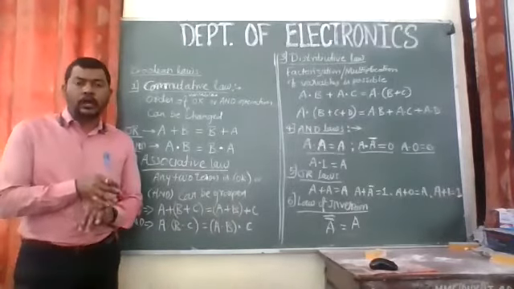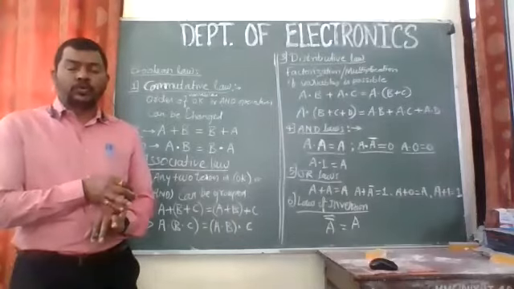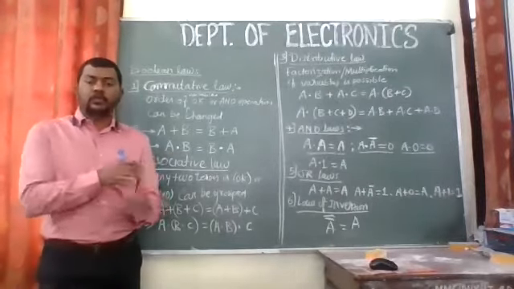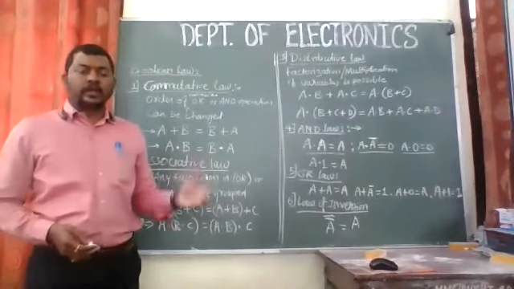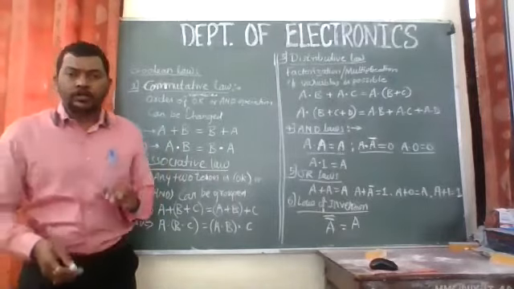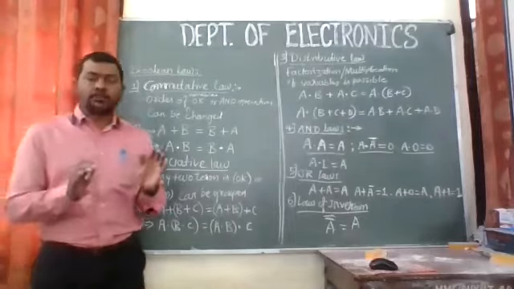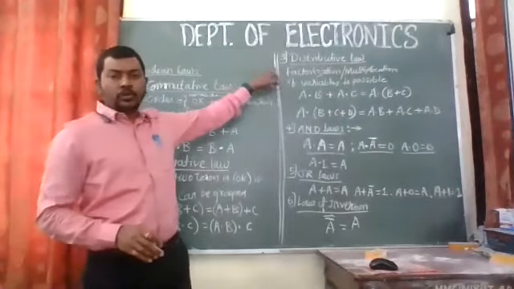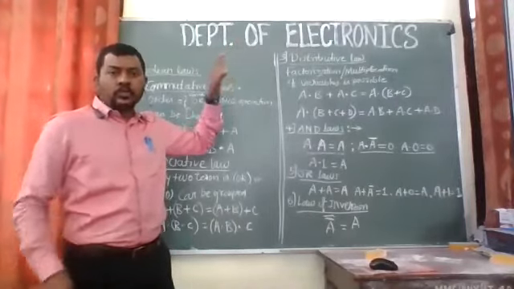So these are two laws, commutative law and associative law. The third law is called the distributive law. In the distributive law, we can do the factorization as well as the multiplication. So factorization and multiplication of variables is possible. This is the distributive law, the third law of Boolean expression, right?